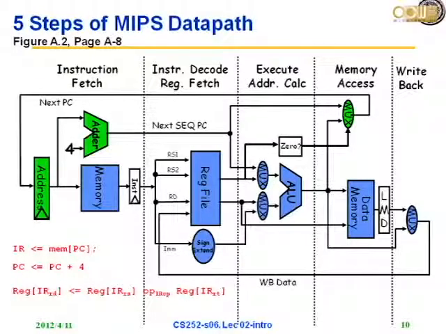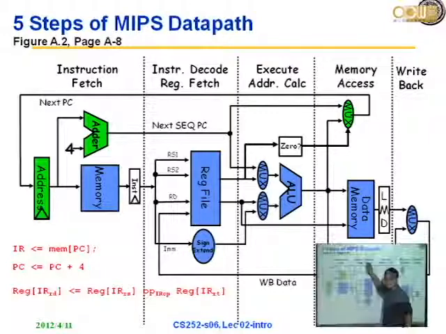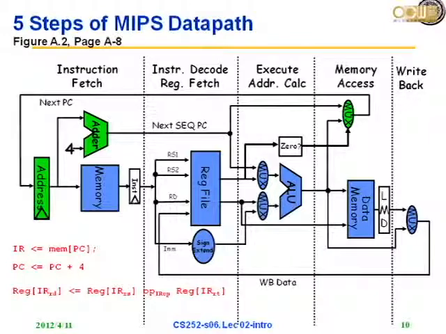Okay, so for the 5 steps in the pipeline: fetch, decode, and in the meantime we do register fetch. Tell me, why can I fetch registers even during decoding, even before I know what instruction this is? Why can I do this? The answer is simple, because the format is so fixed.